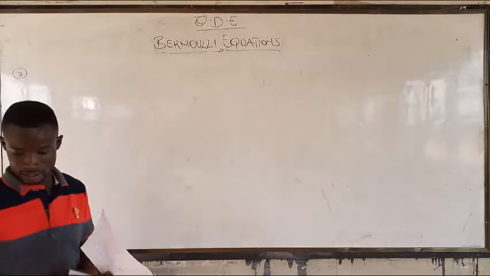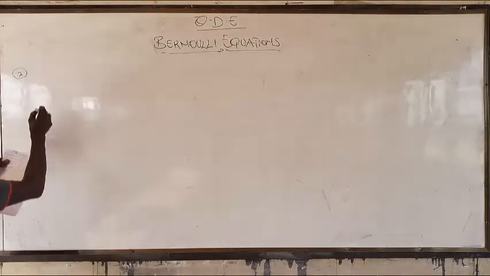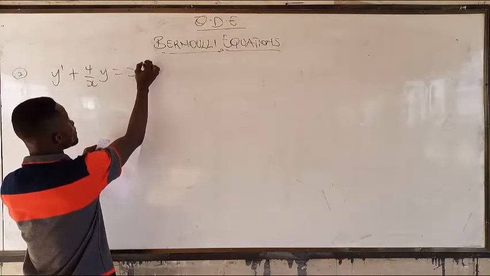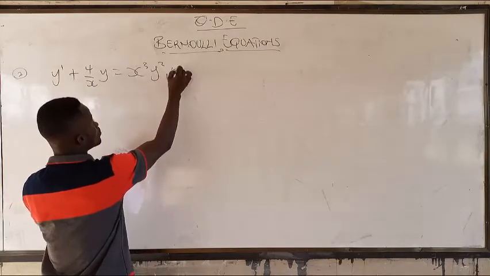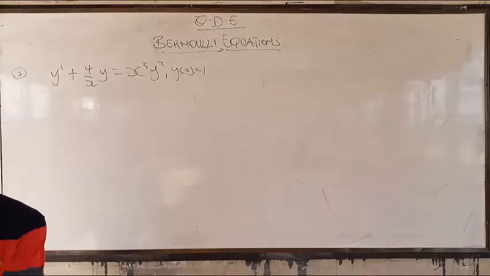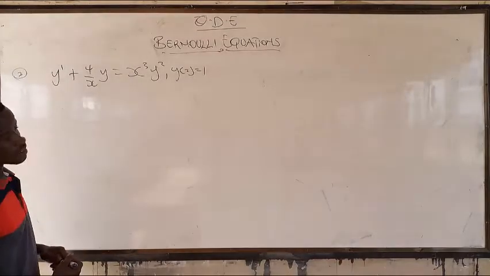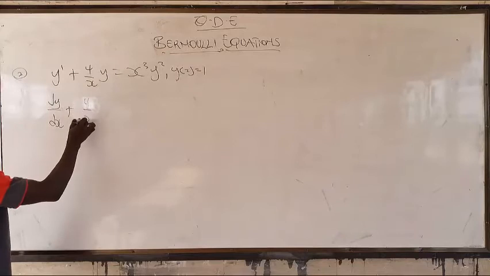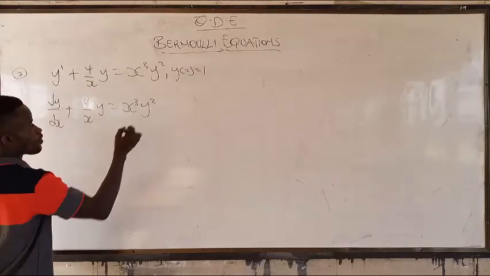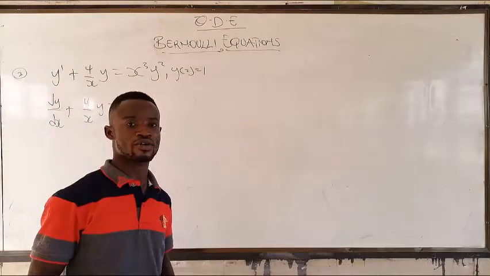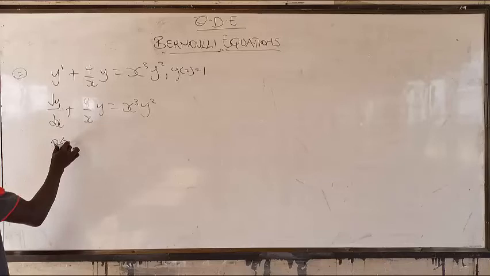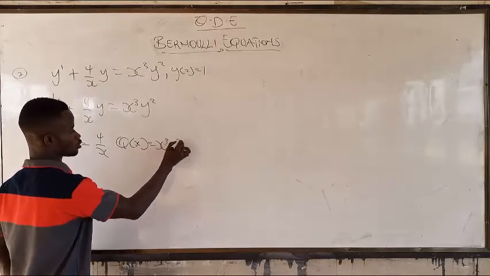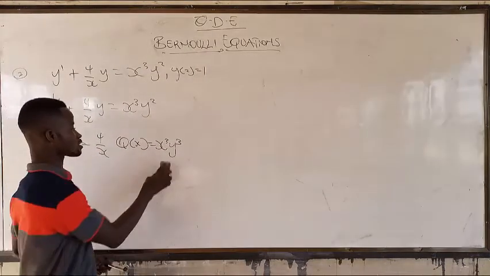For the second part, we are going to have... alright, so this is a Bernoulli. This is a Bernoulli. So the first thing to do is to leave it in the standard form. Now you can see that the question is already in the standard form. Identify P of S, because we will be in need of it. Okay? The Q of S is without the Y.